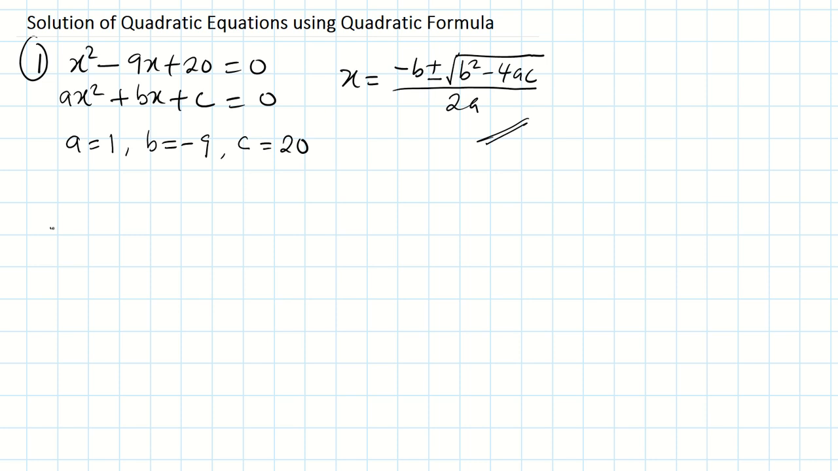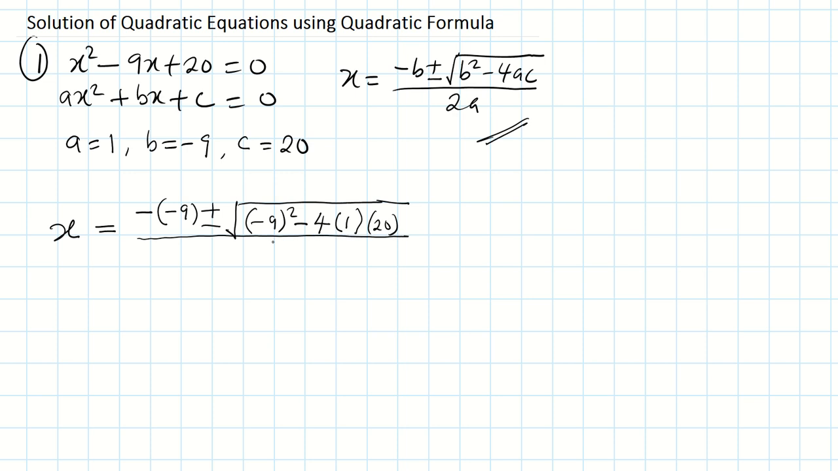So we are going to substitute a, b, and c into the formula. When we do that, we have x equal to minus, open bracket, minus 9, plus or minus the square root of minus 9 squared minus 4 times a, which is 1, times c, which is 20, divided by 2a, where a is 1.